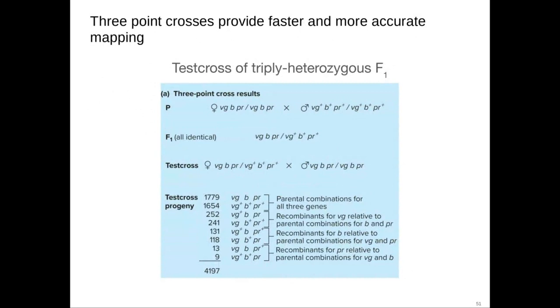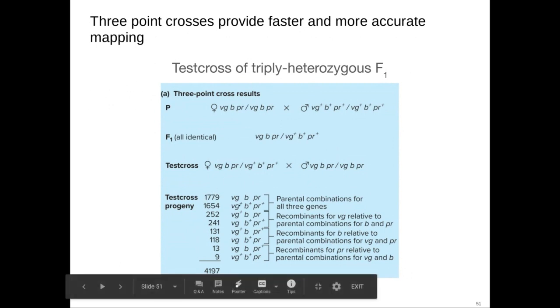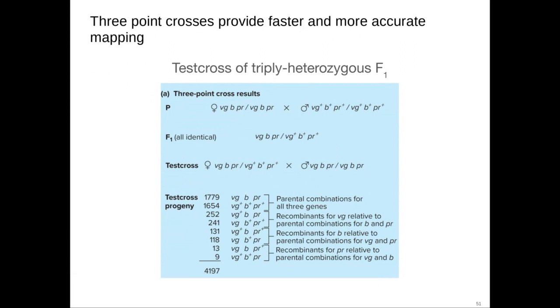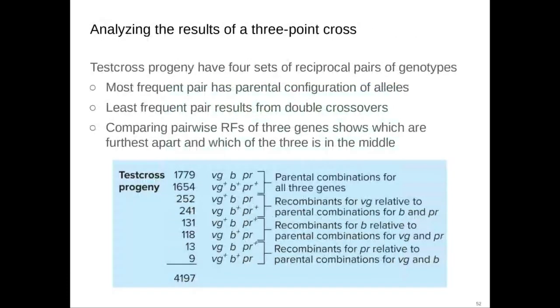So we can do a test cross of a triply heterozygous F1. When we do a test cross with a completely recessive individual, we get total overall numbers. And again, we can use the rarer recombinant types to understand distance, because the closer two things are together, the less probable it is for recombination to occur. So we can use the results of our 3-point cross.